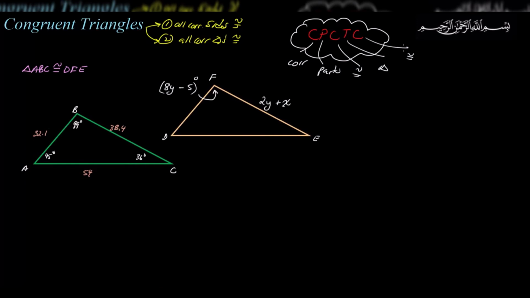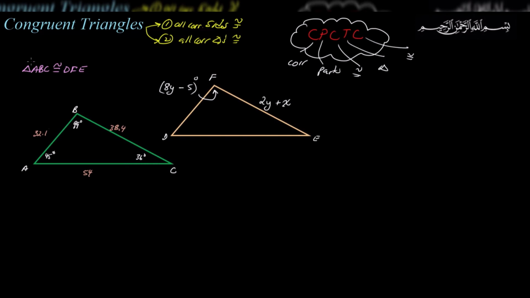Corresponding parts of congruent triangles are congruent. Now, parts means sides, parts means angles. So this is true for any polygon, but we mostly deal with triangles, so we use CPCTC a lot for triangles. That's what that means. It'll save us some words.